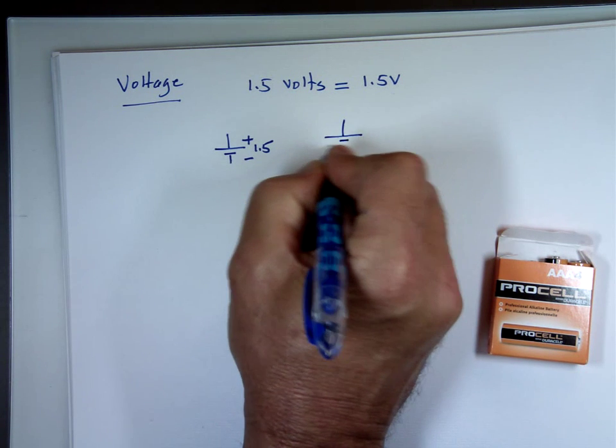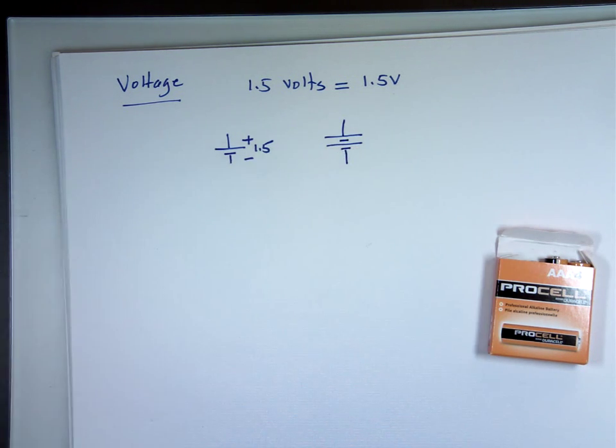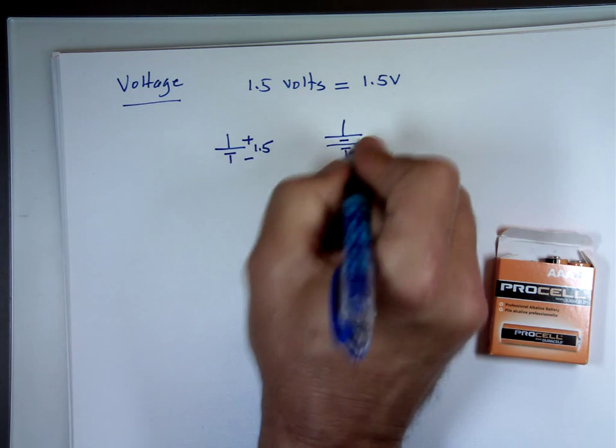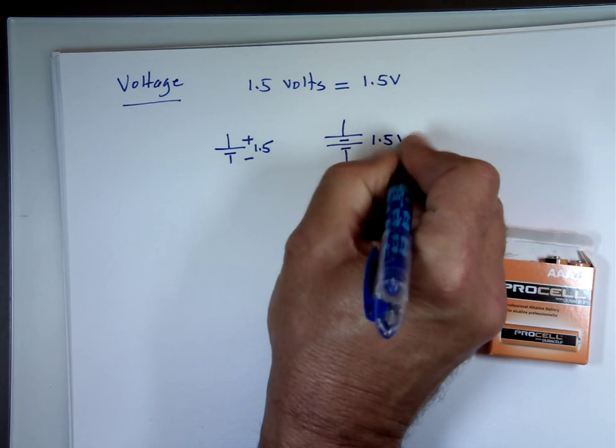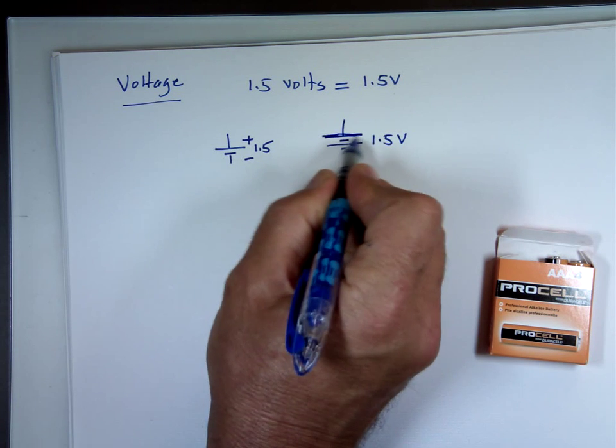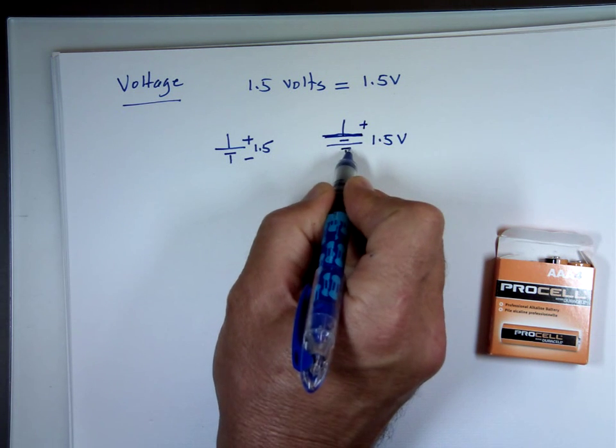Sometimes I draw them like this, two of them. And I go, that's still 1.5 volts. The fact that the long wire is on the top tells me that's the plus. The short wire on the bottom, that's the minus.